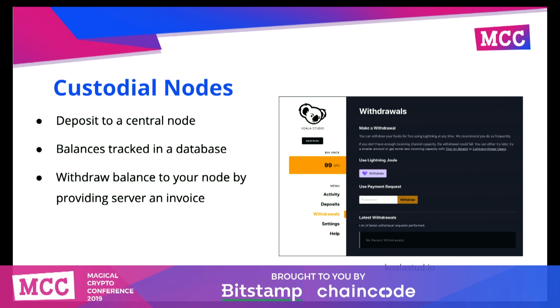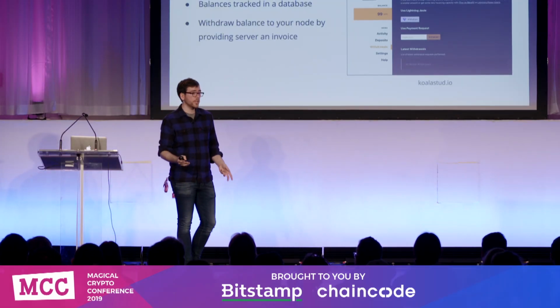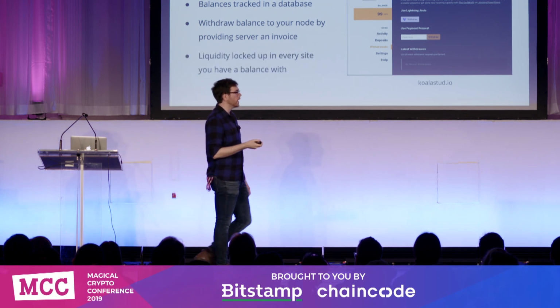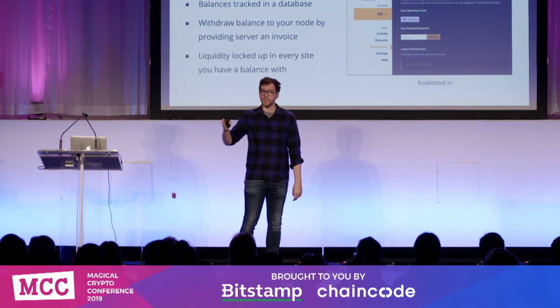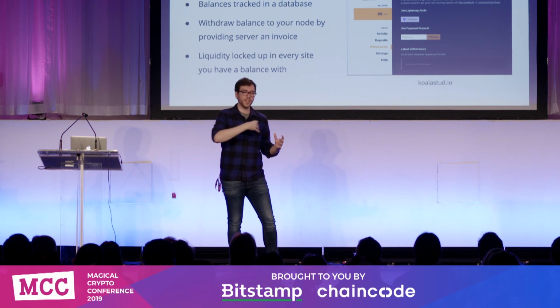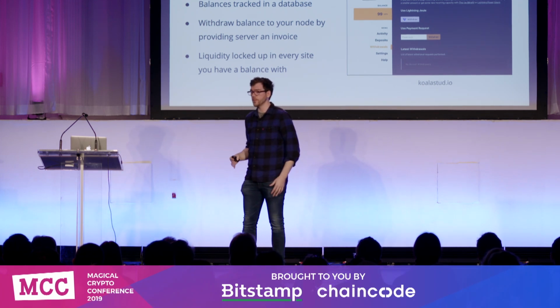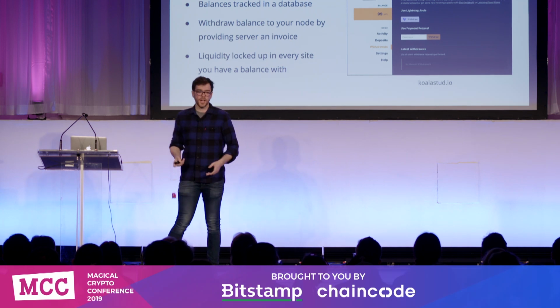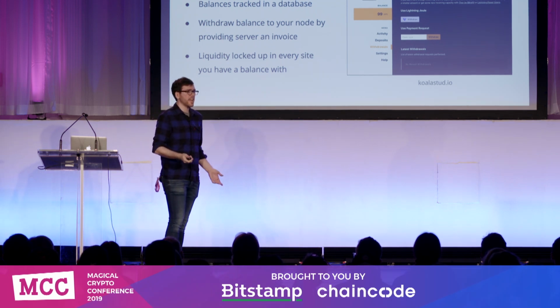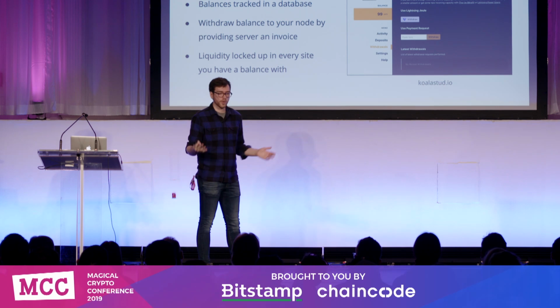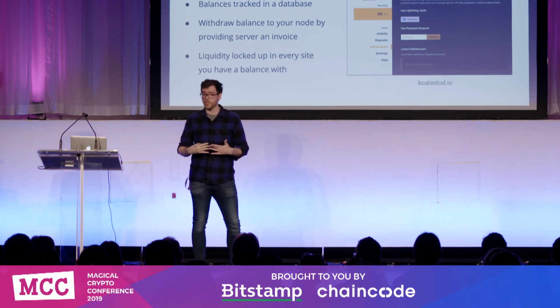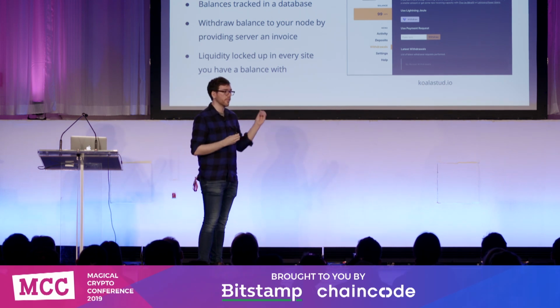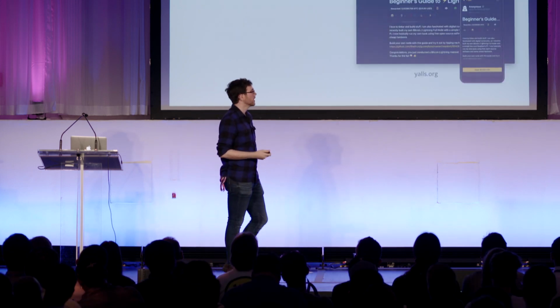So none of this is happening on network, which is fine. But you're locking your liquidity up on these sites. So if every website you have a deposit with, well, you're moving liquidity from your node into their node, and you can't spend it elsewhere. So the more sites you use like this, the more problematic it is. It also doesn't take advantage of the network effects of the Lightning Network. We can route to each other, we can pay to each other, but we're still in this hub and spoke model of paying into these central services.